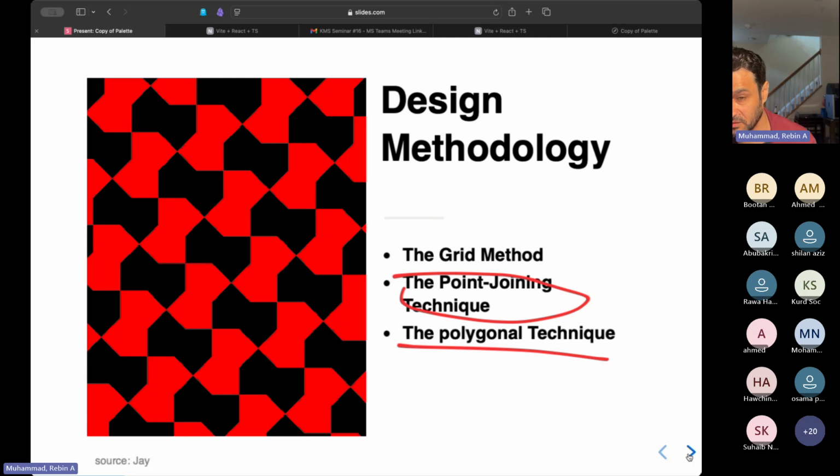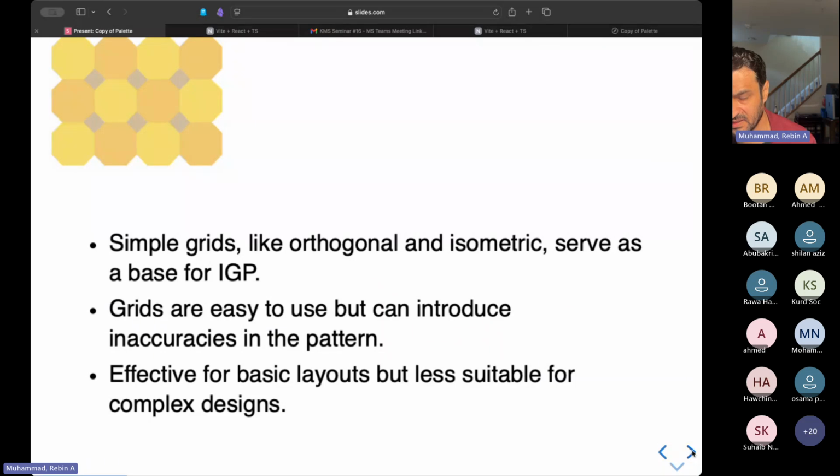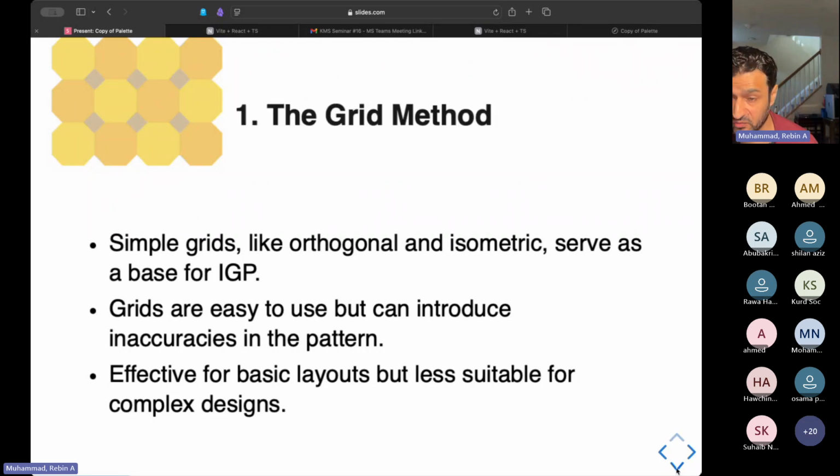So I'm trying to briefly talk about this. For a grid, you start with a simple grid, like isometric or orthogonal, and from there you trace the pattern that you want. So it's more about trial and error.